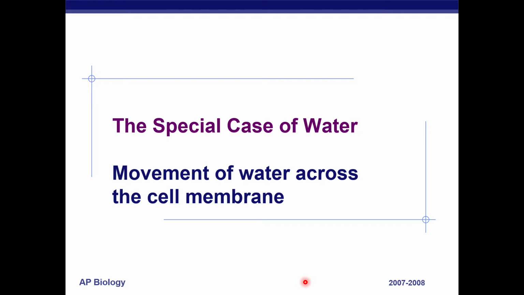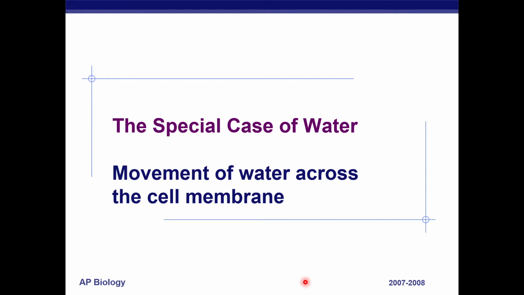All right, so you have already learned that water has some very special properties, and that's what makes it so important, especially to living things. Now we're going to take a look at the movement of water across the cell membrane. Because water is so important and so special, the movement of water across the cell membrane gets its own special term, and that's osmosis.